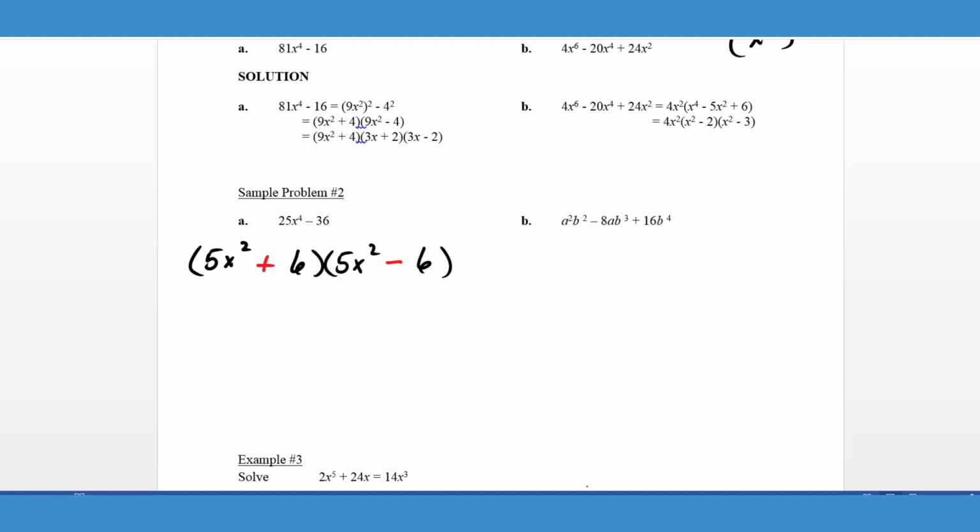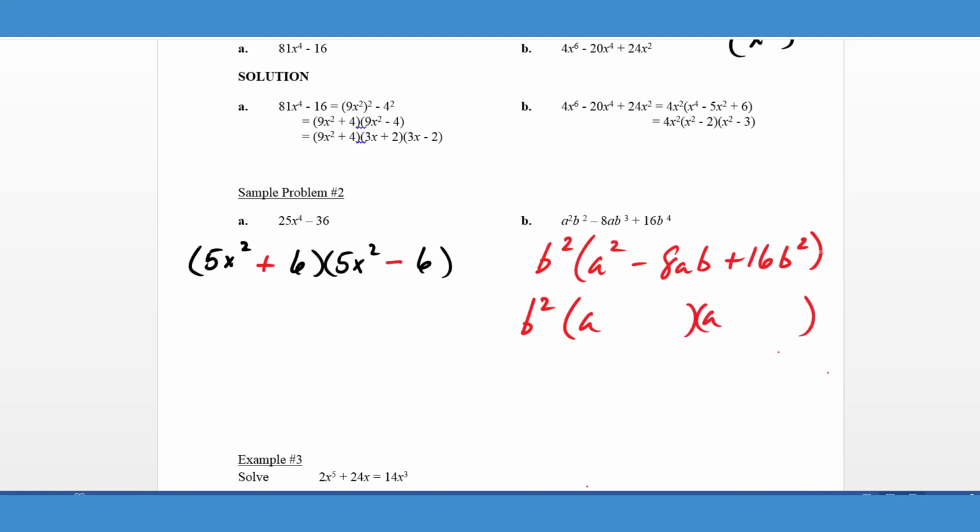Okay, part B, we simply have an a and a b, variables across the expression, but b squared is the most common term. So we're going to take that out first. And that leaves us with a perfect square trinomial inside the parentheses. So if we take a look at that, we have a and a. 16b squared can be broken up into 4b and 4b. And since 16b squared is a positive term, that means we have two signs that are the same. And in this case, they'll both be negative, and of course we could rewrite that as a binomial squared.